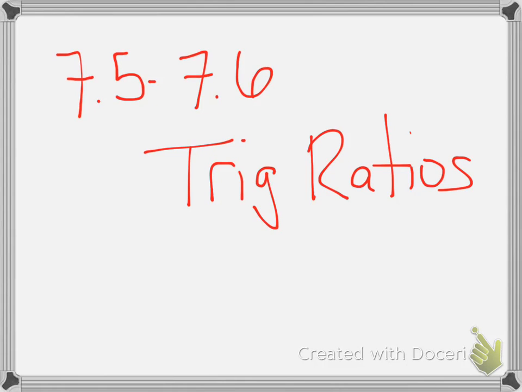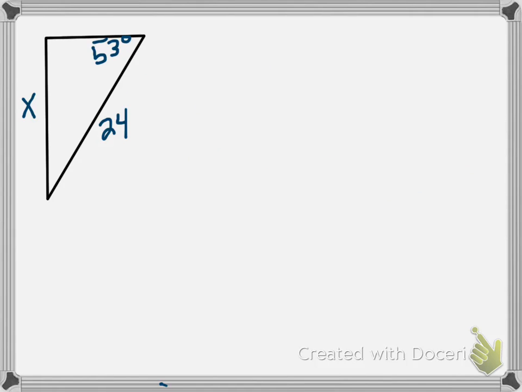Alright guys, and here is the answer video for the 7.5, 7.6 trig ratios, the homework you guys had in class today. So let's go ahead and start off with number 1. We're solving for x. It says to round to the nearest thousandths, but I actually did it to the nearest tenths when I worked it out, so that's how I'm going to do it.